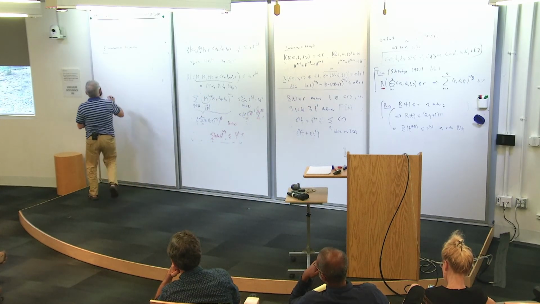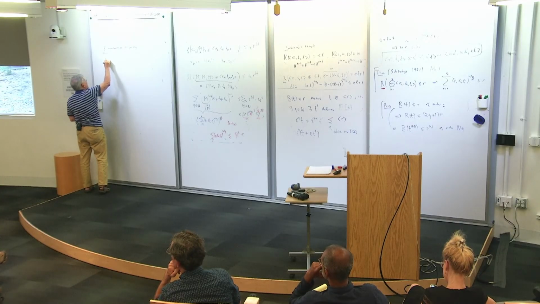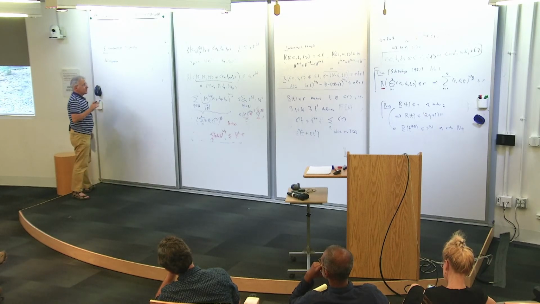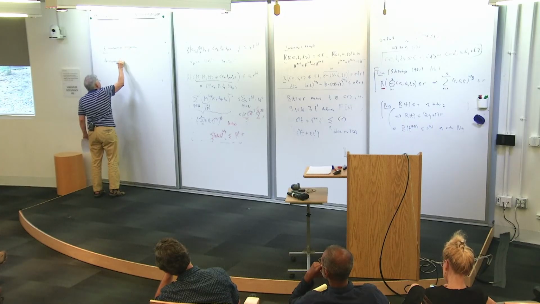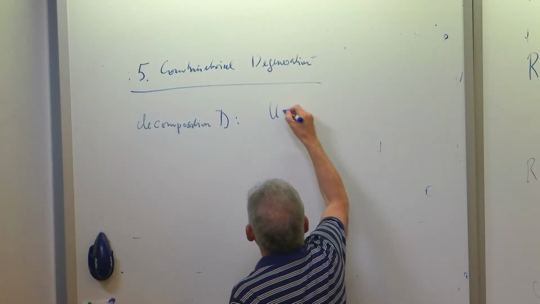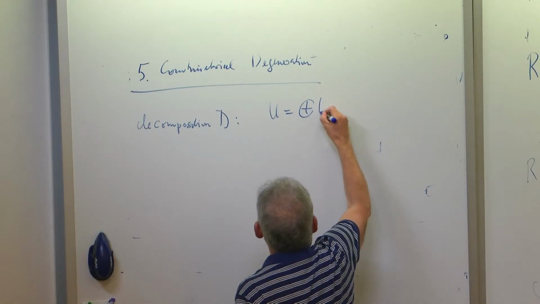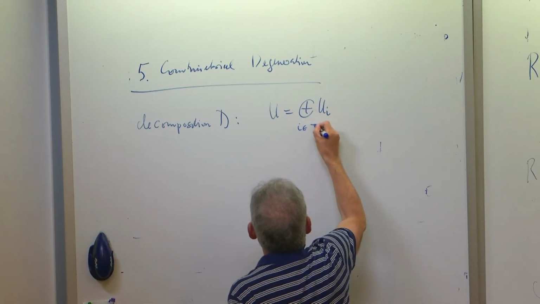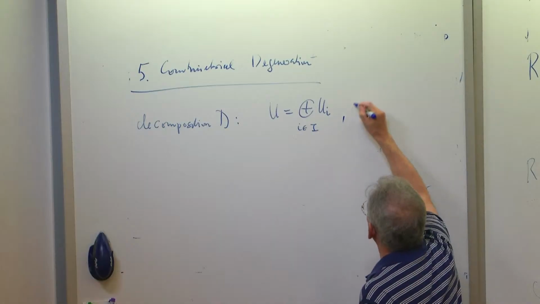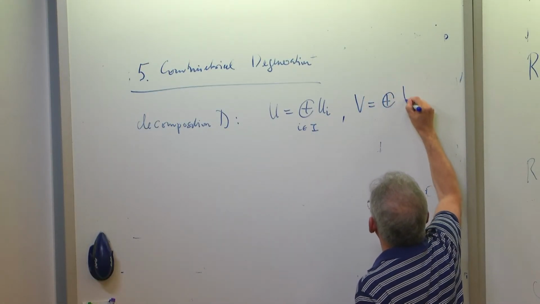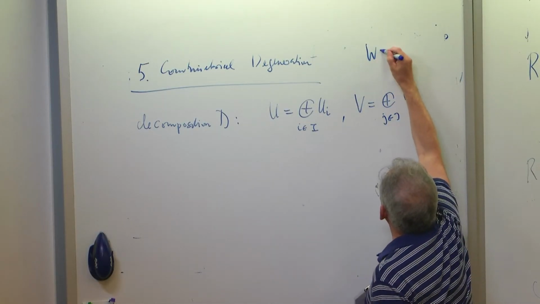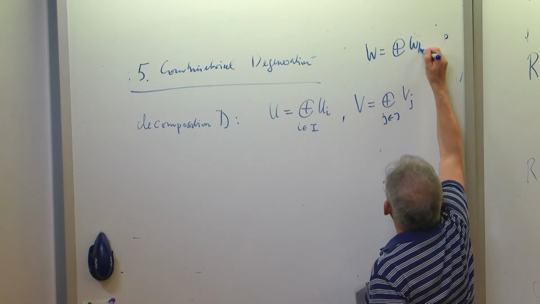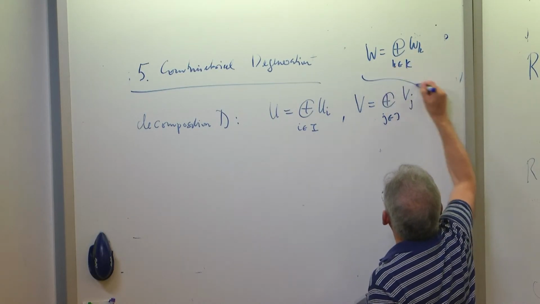Okay, that's a bit rough, but because I want to write these statements, there will be some notation necessary. The following I call a decomposition. I have my tensor T in U tensor V tensor W. And I assume I have direct decompositions of all 3 spaces. So I have a finite index set I here. This decomposes U. I decompose V with index set J. And then W over K.